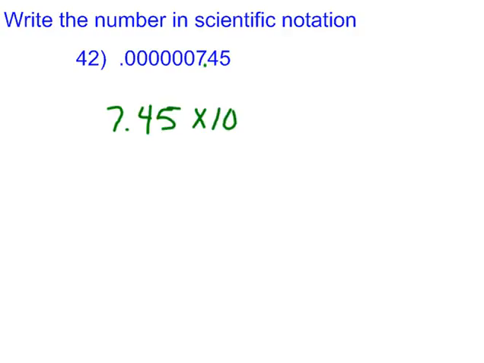All right, number 42, they're asking us to write the number in scientific notation. I would put the decimal point here. So this would be 7.45 times 10. Then I start here and see how many places I have to move to get to that decimal: 1, 2, 3, 4, 5, 6, 7. Now, is this a large number or a small number? It's a small number, so it would be negative 7. So the answer is 7.45 times 10 to the negative 7th.